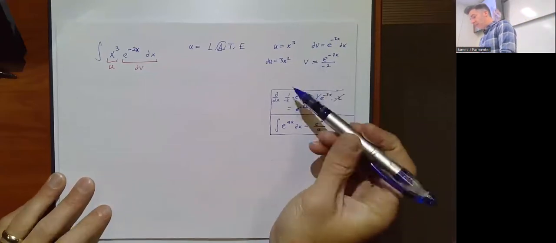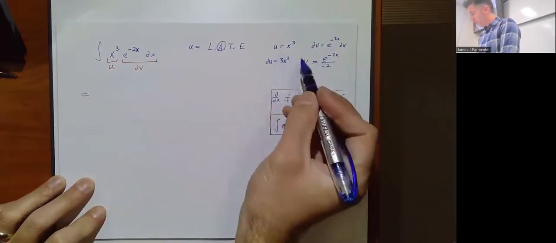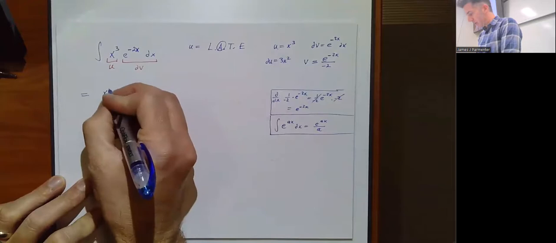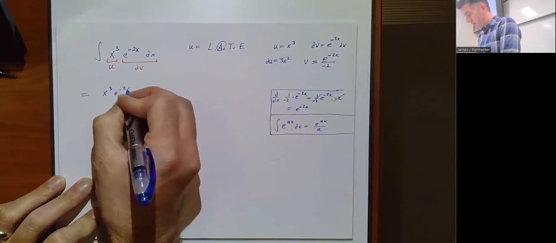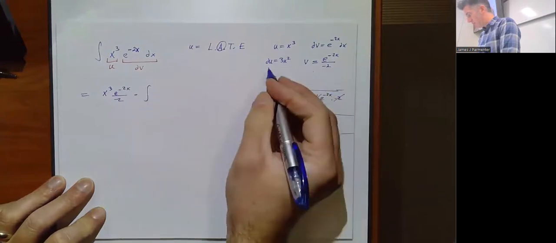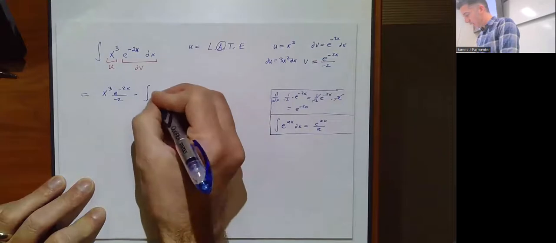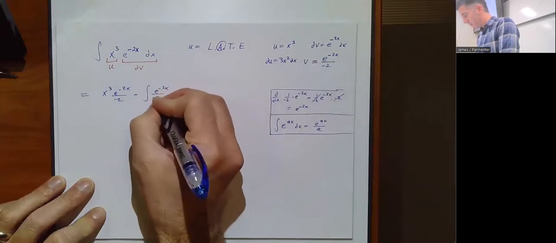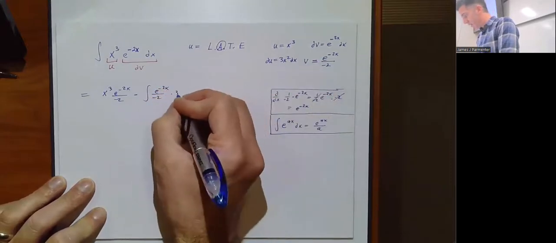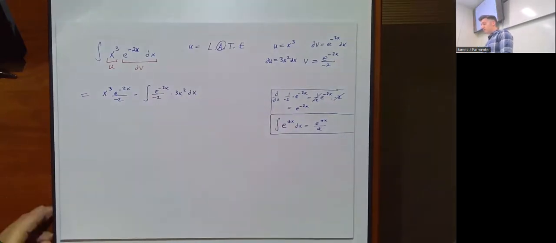Okay, so now we're going to write the integration by parts formula. So u times v, x cubed times e to the negative 2x over negative 2, minus the integral of v du. Oh, I forgot my dx there, sorry. So that's going to be e to the negative 2x divided by negative 2 times 3x squared dx. And as you might notice, this is going to require integration by parts again.